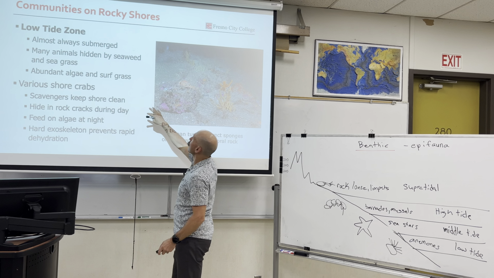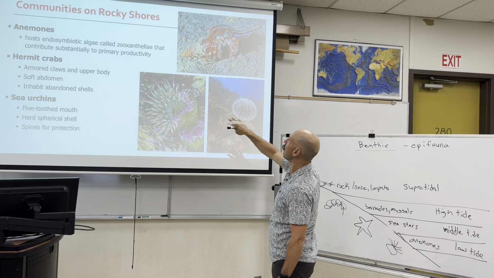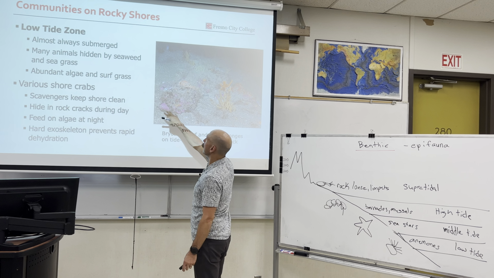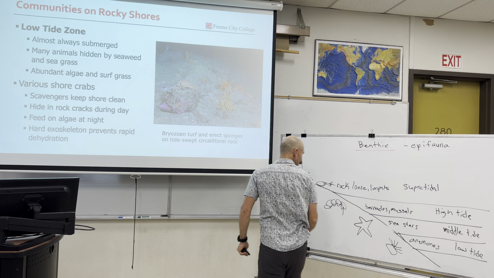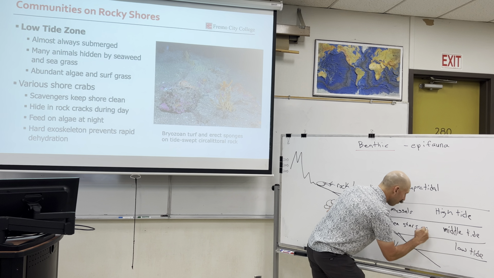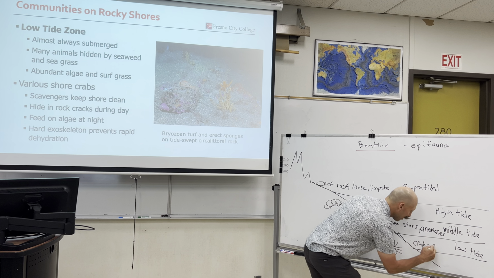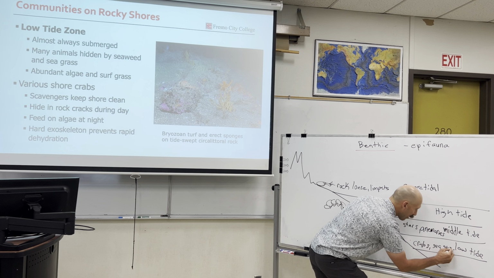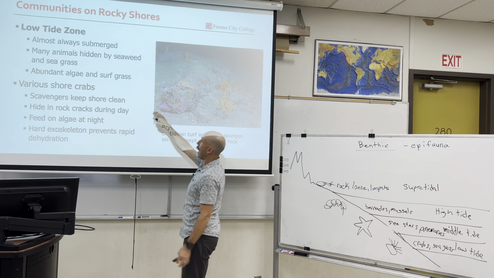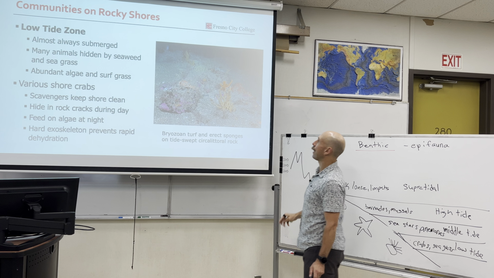Shore crabs. So in this low tide zone, wait, did I go the wrong way? Yeah, middle tide, boom. Low tide, shore crabs, seagrass. There's various organisms here. I think I put the anemones in the wrong spot. Anemones. Down here we've got crabs, seagrass. All right. Excellent. So down here we've got scavengers that feed on algae, hard exoskeletons, different types of adaptations for the low tide zone.